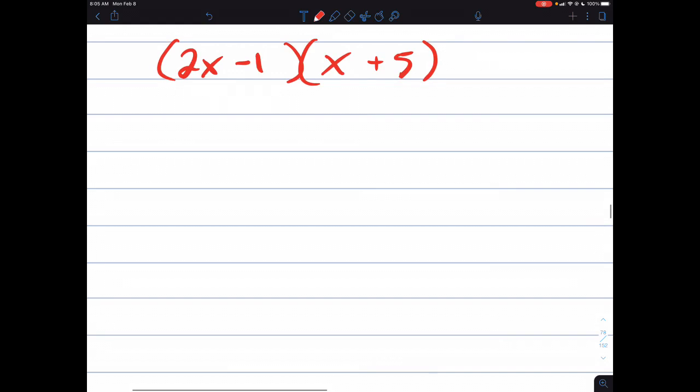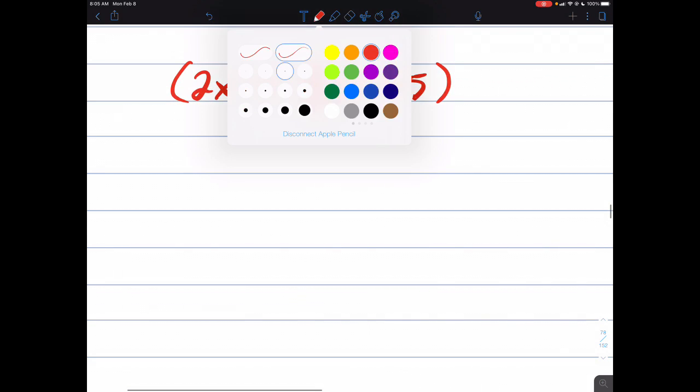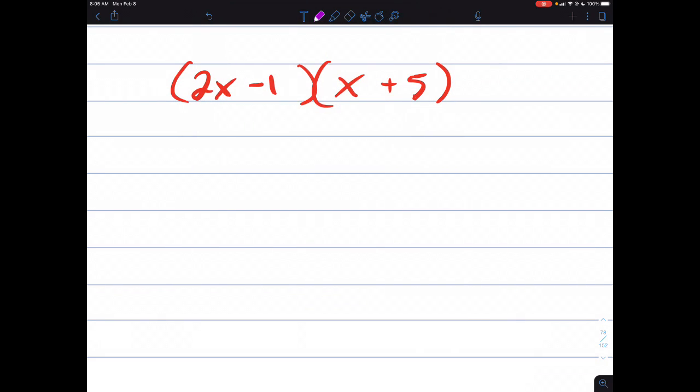Here's where I want you to remember what it is that we're doing. So, if we were doing a problem like this, and we had to multiply these two guys together, this is the end goal. Whenever we're factoring, our goal is to make our problem look like this. These are the factors.